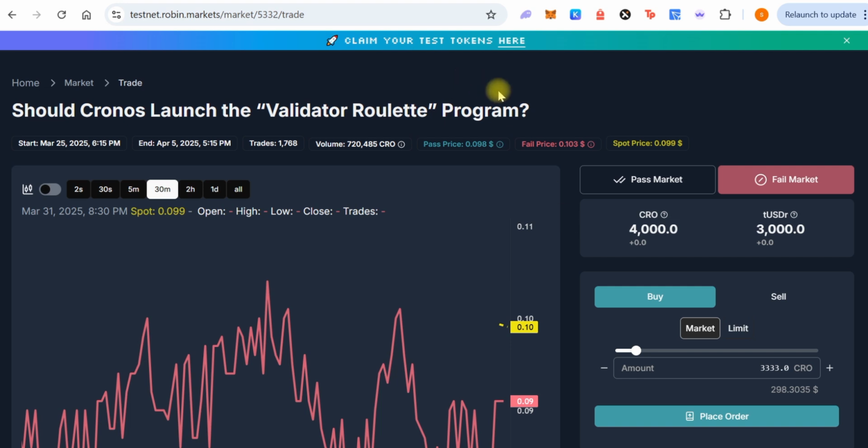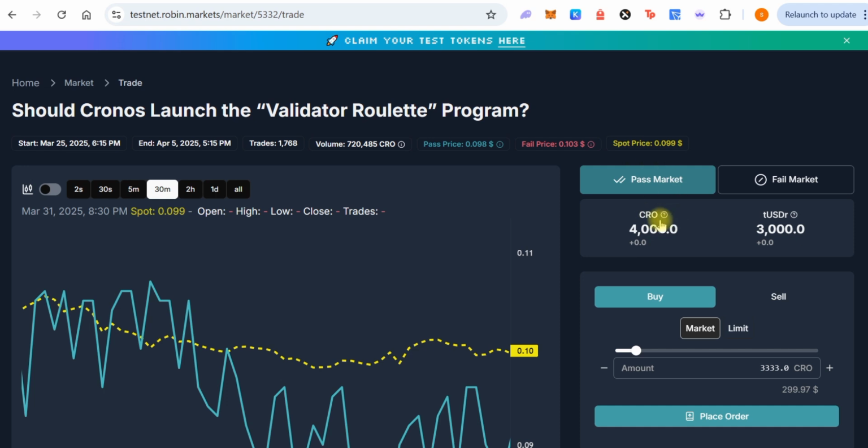And then when I do click on fail, I'm now going to buy the fail market. So what that means is I'm going to use my USDR to buy the fail market. And if at the end of this period, this market fails, or more persons buy the fail market, I would have made some money for myself, right? Because the way it works is everybody decides to either buy or sell.